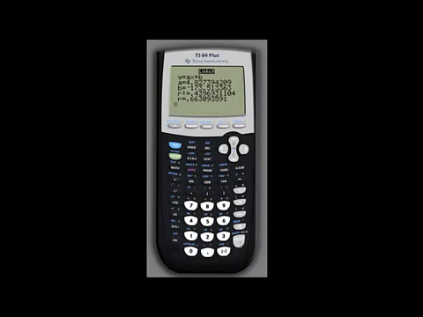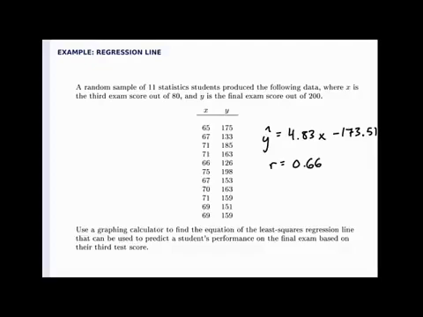And now we have a better sense of what this r represents. That's the correlation coefficient. So the correlation coefficient is about 0.66, which means there's a moderate linear relationship, and it's positive. So there we go. There's our regression line, and there's the r value that goes with it.